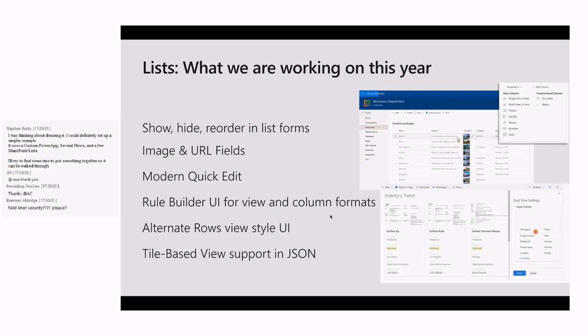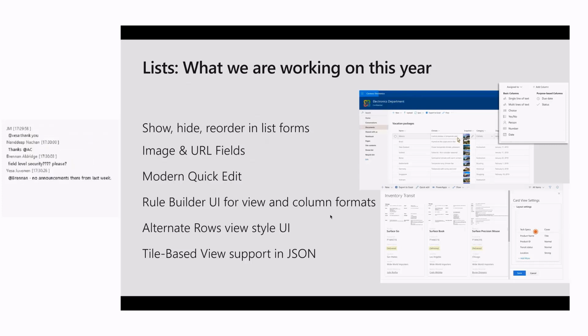Modern quick edit. You saw the demo in the keynote at SharePoint Conference. If you haven't, have a look at the keynote. The rule builder UI, that's the conditional formatting UI that applies to both columns and rows. And also we're working on other views like tile-based and card-based views, so we can have that support natively in list and library. So, exciting things. Lists and libraries are the key core entities for us when we start thinking about business apps. So I'm really, really happy to see all of these updates coming through.